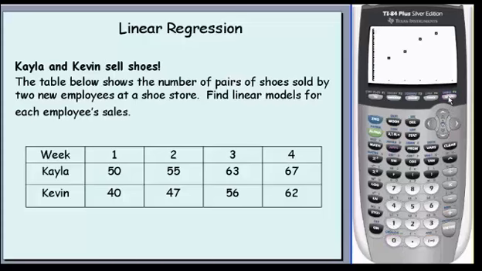Now when we hit graph, I can see that scatter plot of data. Remember, this is just Kayla's data. We're going to start with doing this process just for Kayla. We're going to go through the same thing and do it for Kevin. Notice it does not look exactly linear, because it is just a set of data, but our goal is to find a best fit line using a linear regression for this set of data.